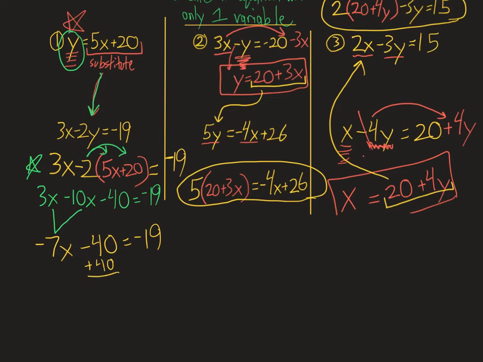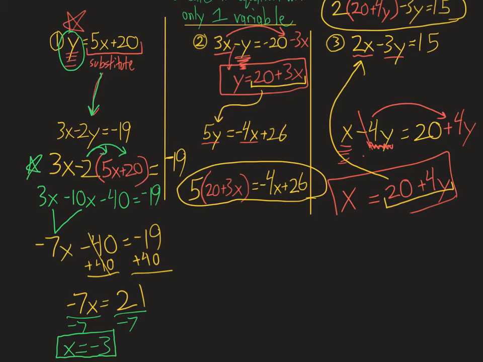I'm going to add over the 40. That's a positive 40 and a negative 19. Good guy, bad guy. So we're going to end up with 21, positive 21. Let me see that our x equals negative 3.